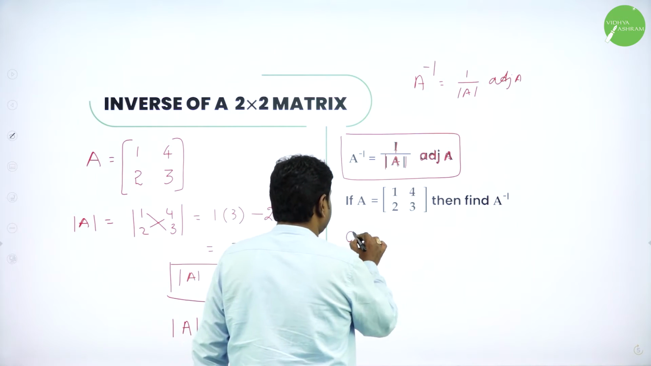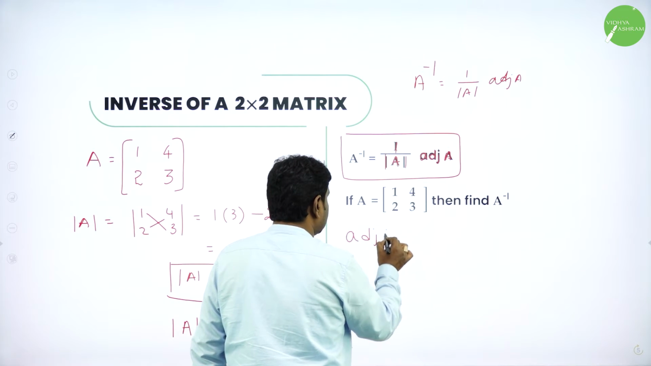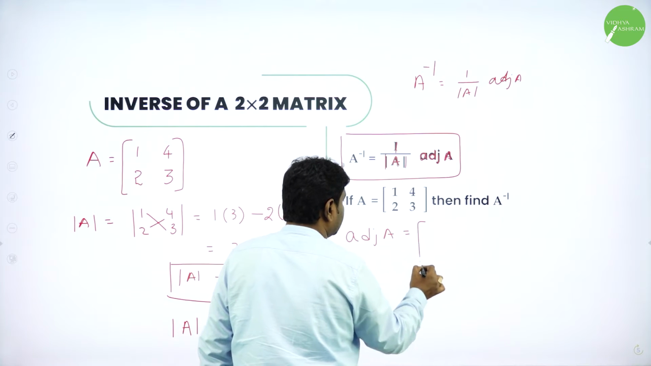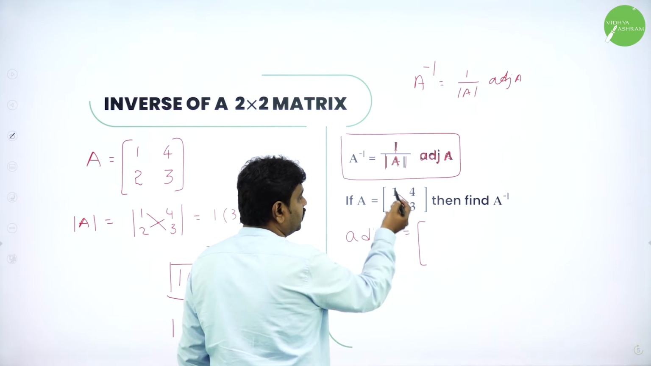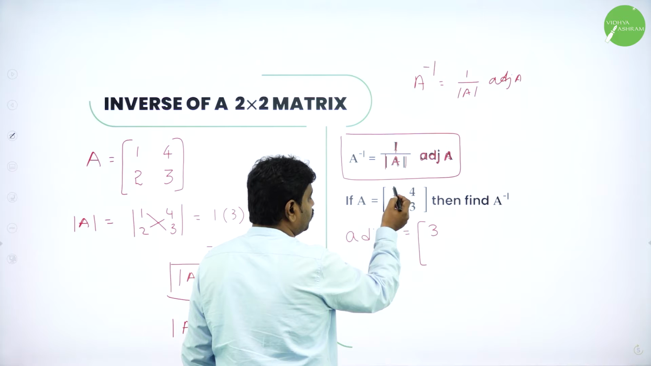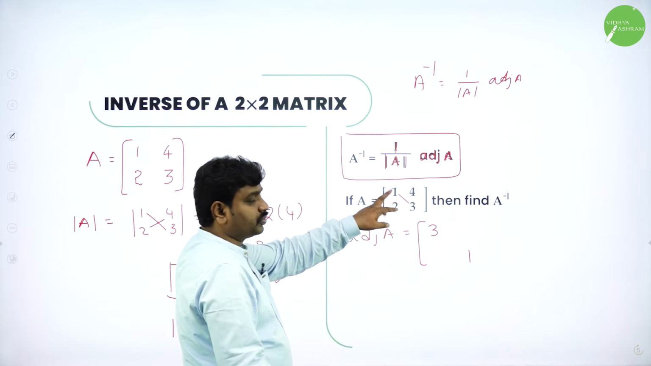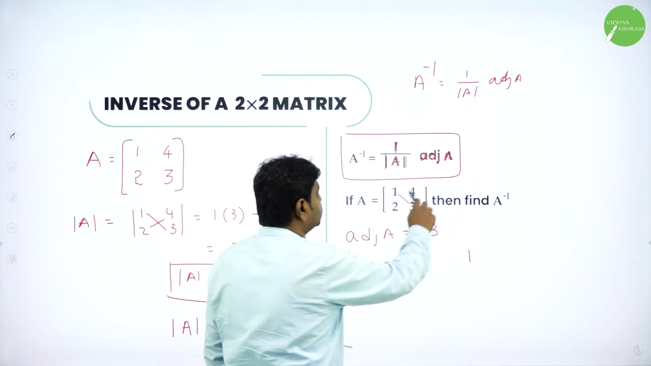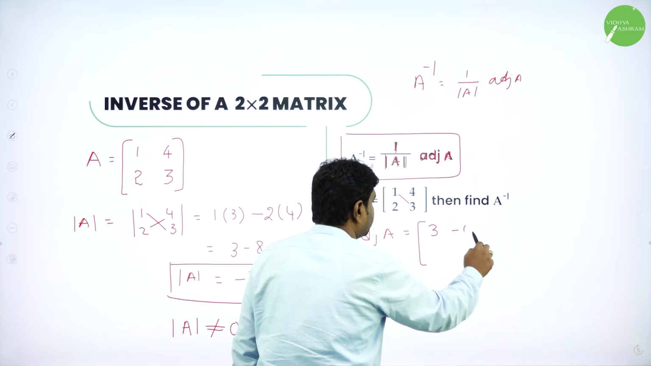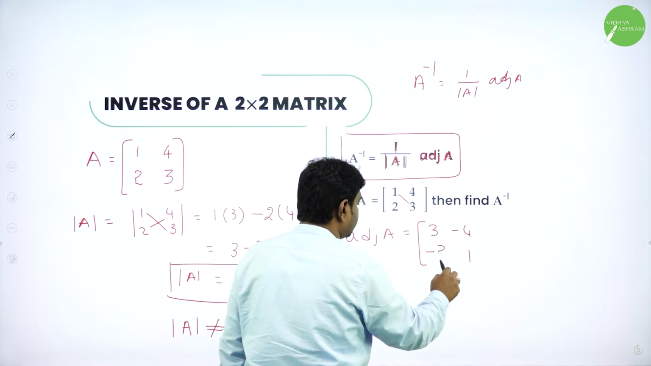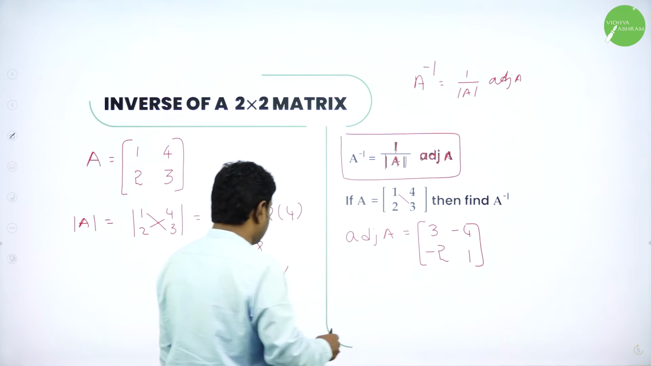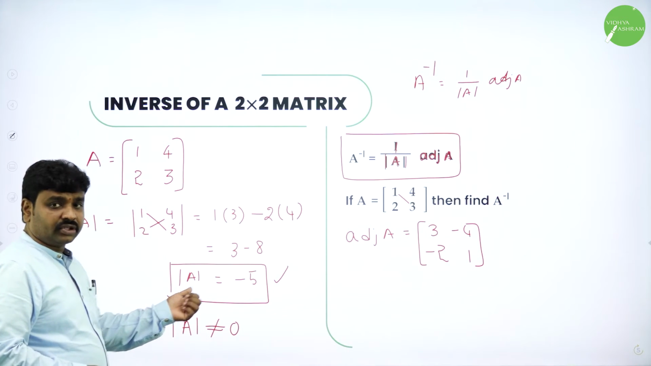Now we should find adjoint of A. How to find adjoint of A? Interchange the principal diagonal: in the place of 3 put 1, and in the place of 1 put 3. Change the sign of the secondary diagonal: positive 4 becomes negative 4, positive 2 becomes negative 2. This is adjoint A. Now you have determinant A and adjoint A.